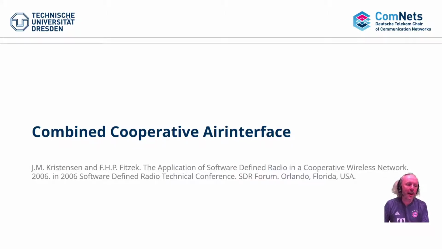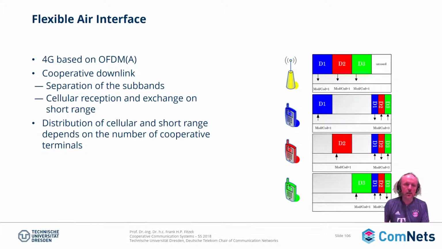But what if we would have a combined air interface? So what we would think about is something like an OFDMA-based air interface, and we say, okay, we just take subcarriers, and the base station will say, okay, I need to send data to 3 of the devices. I will allocate some subcarriers for that and leave some subcarriers unused that they can use later for local exchange, right?